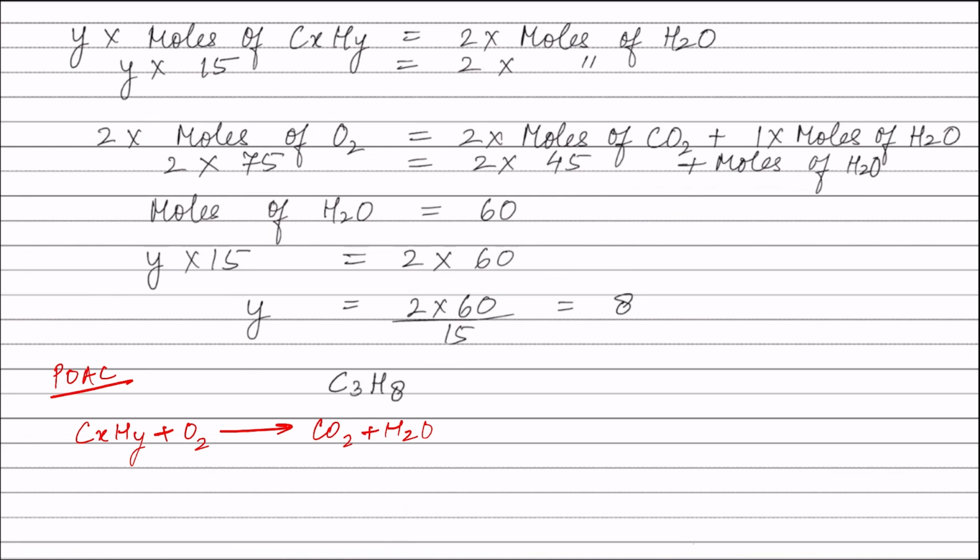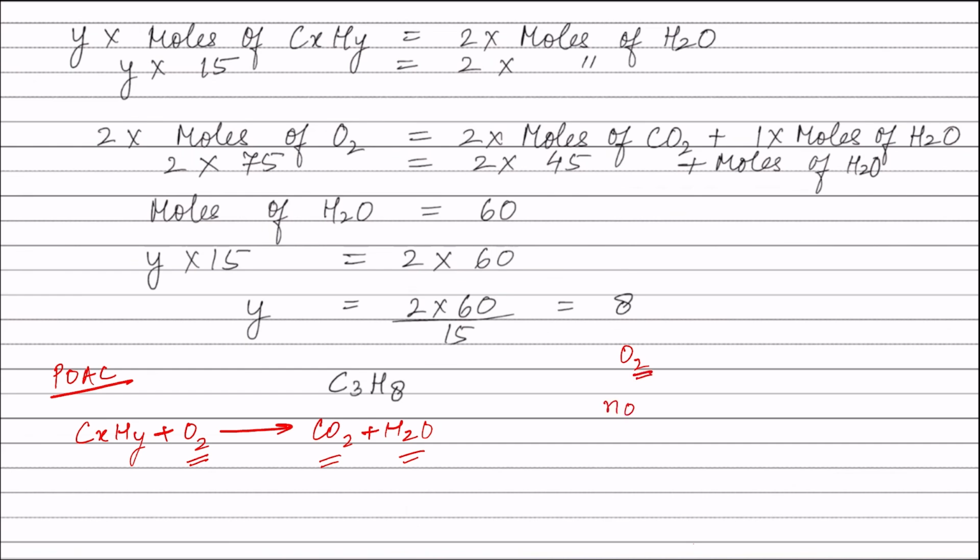Now on the reactant side, oxygen gas contains oxygen, and on the product side, carbon dioxide and water contain oxygen. The molecular formula of oxygen gas is O2. As can be seen from the molecular formula, 1 mole of oxygen contains 2 moles of oxygen atoms.